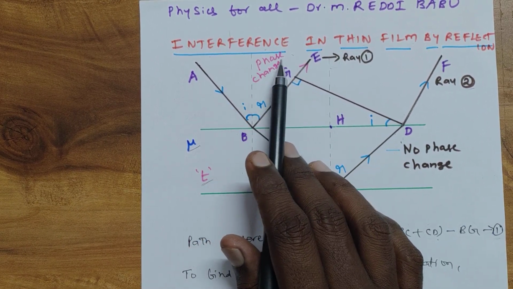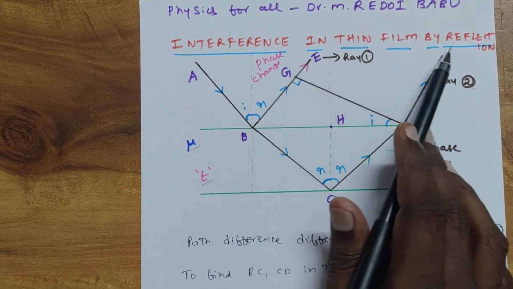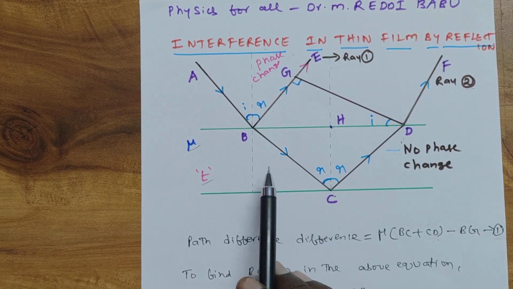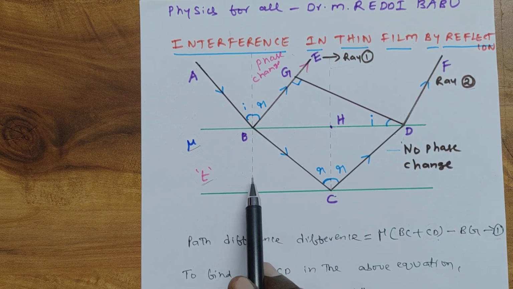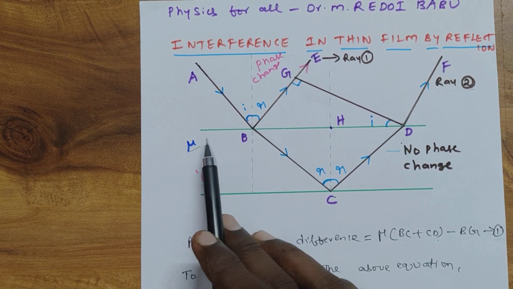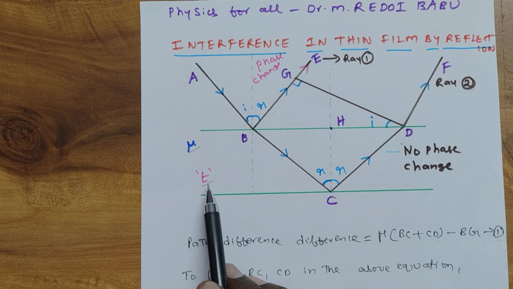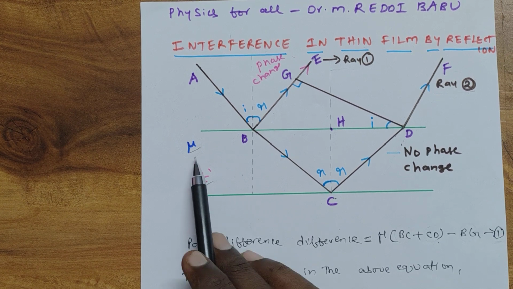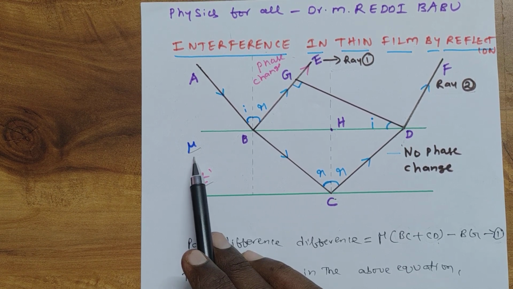Today I am going to explain to you about interference in thin film by reflection. In this concept, we have to derive conditions for the bright fringe and dark fringe. To get these conditions, consider a thin film. For this thin film, t is the thickness and mu its refractive index.